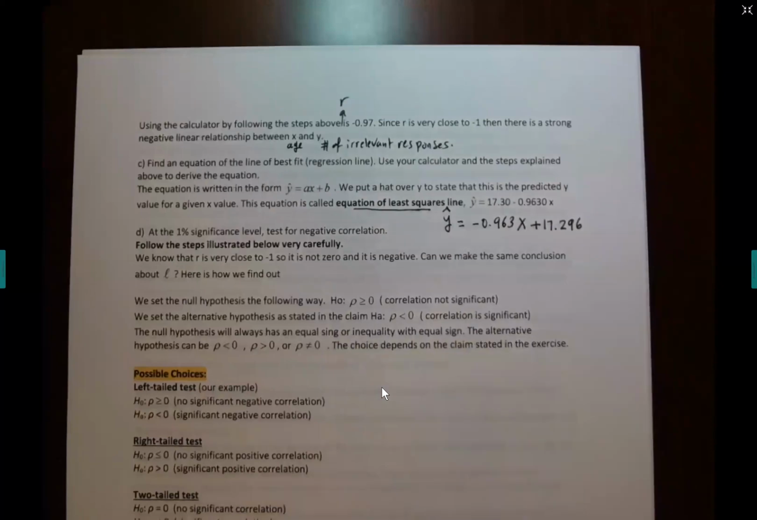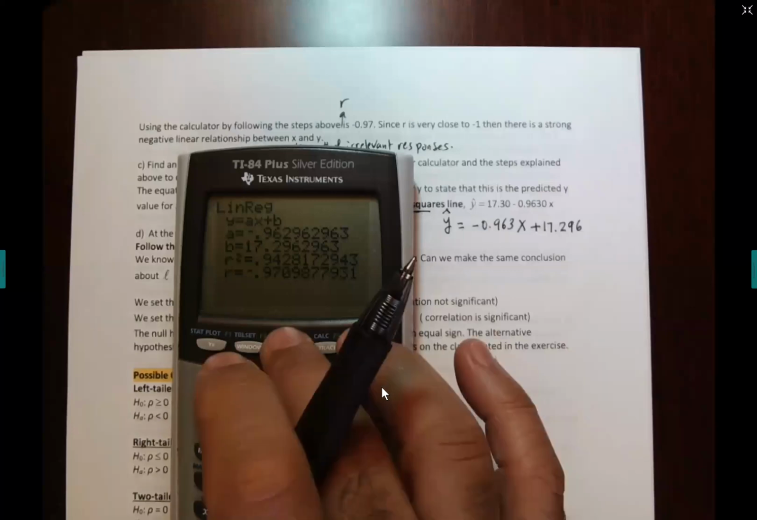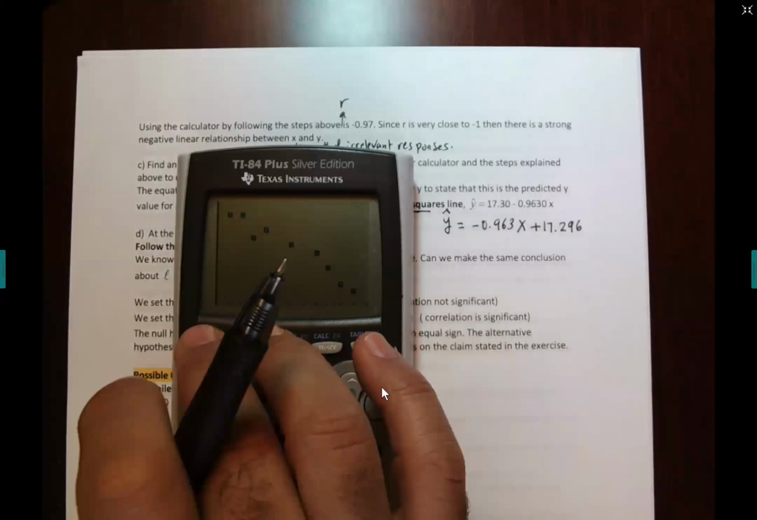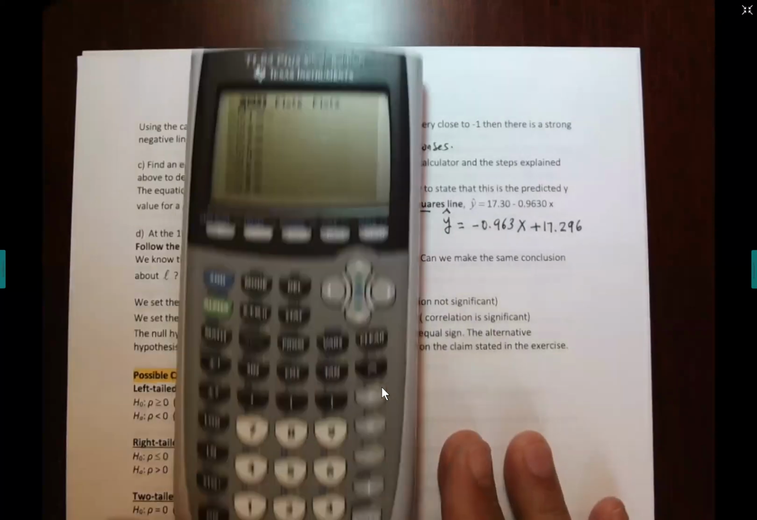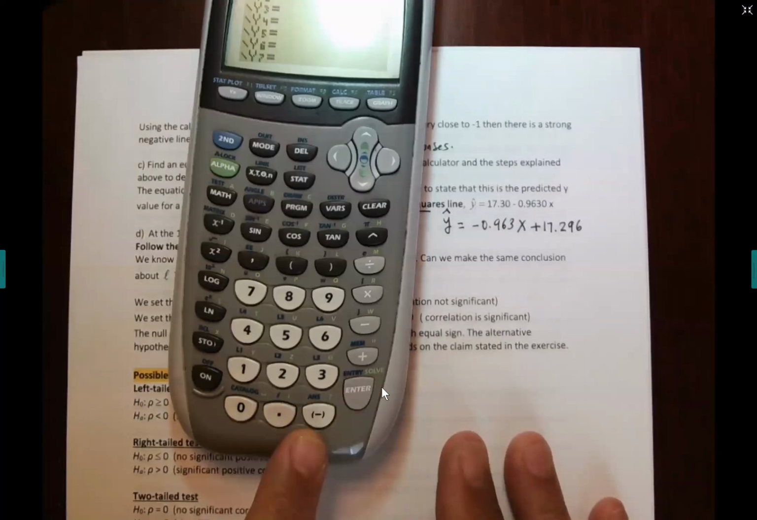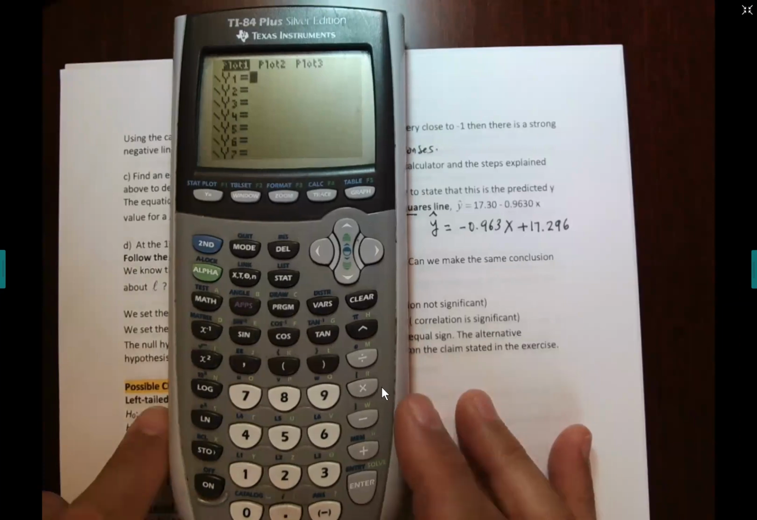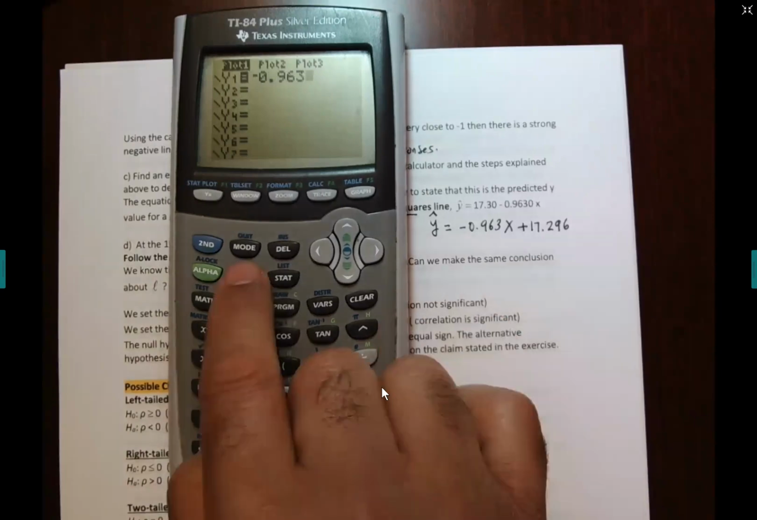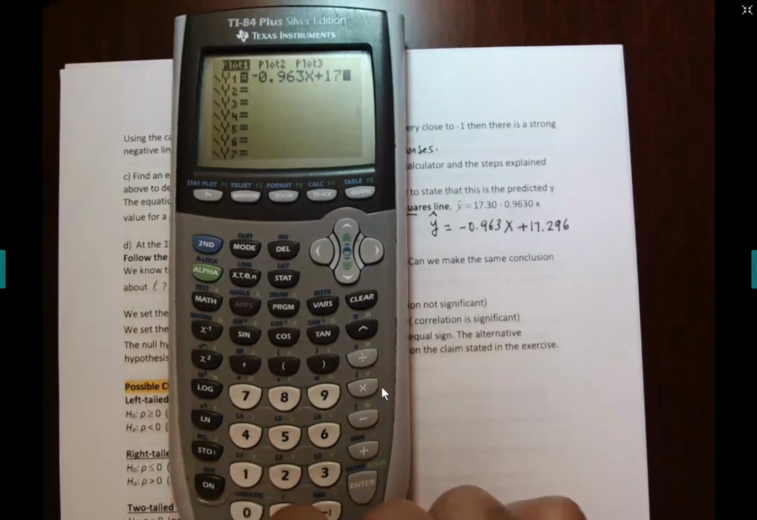Now, this is what I'm going to show you. I want to go back to the scatter plot, zoom, and then number 9. And I want to go back to Y and enter this equation and see what happens, guys. For the negative sign, you use this sign right here. So I'm going to enter the equation in this window: negative 0.963, and the X is right here, guys, plus 17.296, and hit the graph.